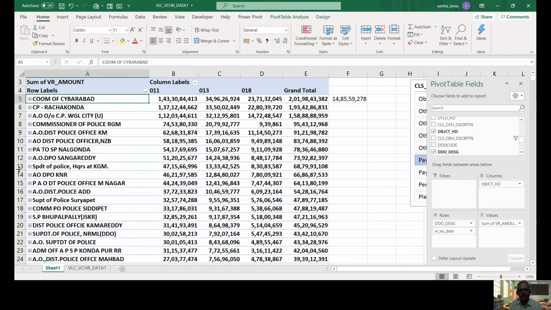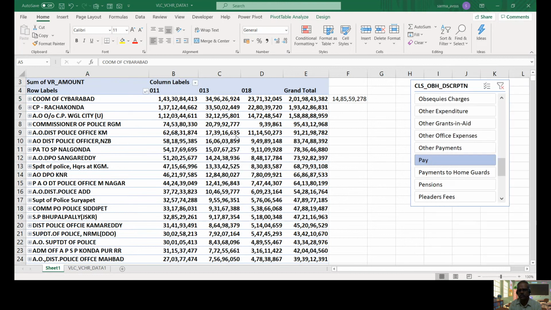Okay, so this is the demo. I'm concluding this and stopping the screen share. So start analyzing the data. Of course, there is a limitation with Excel: it can't handle more than 10 lakh records. But I'm pretty sure that if you take one major head's data, it won't cross 10 lakh vouchers for one major head.